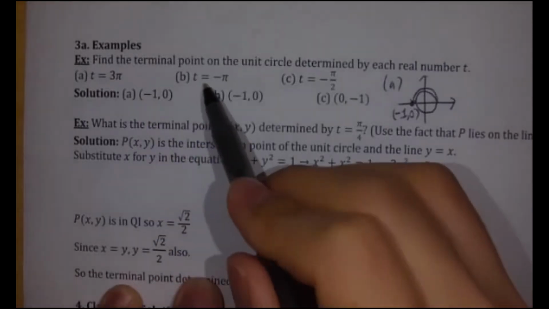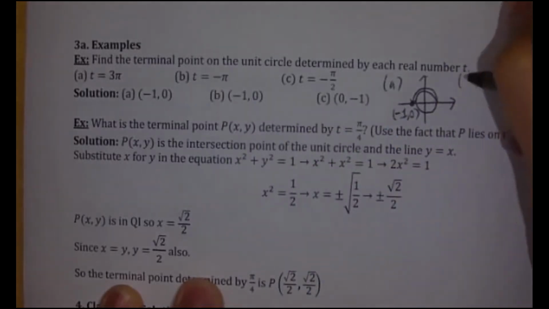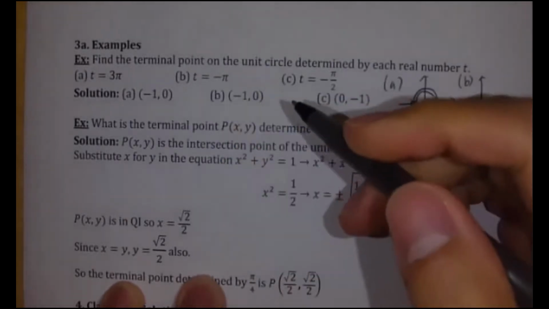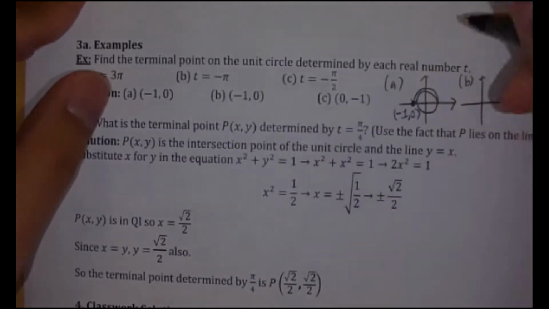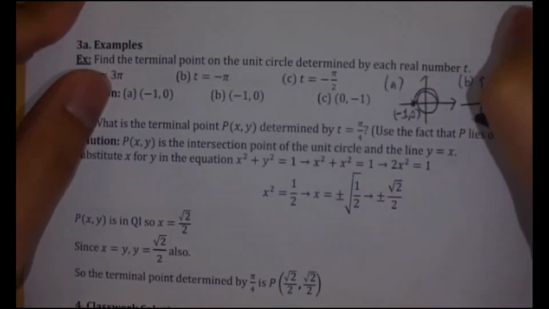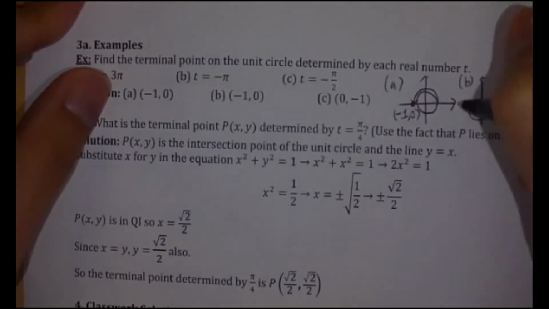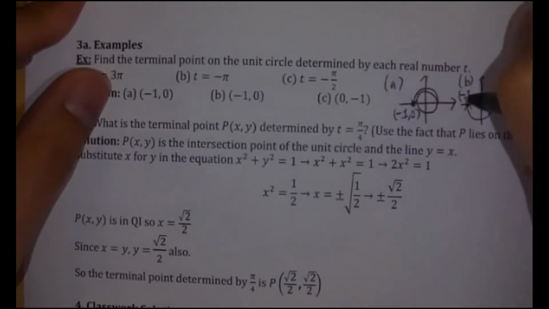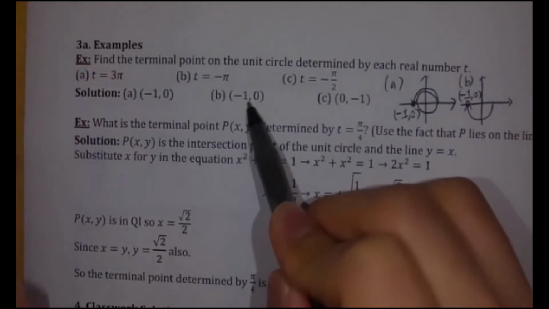Okay, part B is negative pi. So negative pi on the unit circle, remember negative, as we just saw, is a clockwise rotation, so that would be this way. So negative pi, -180 degrees, that's right here, right? So then the point is actually at the same location as part A. So that'll be -1, 0. So -1, 0 for part B as well.